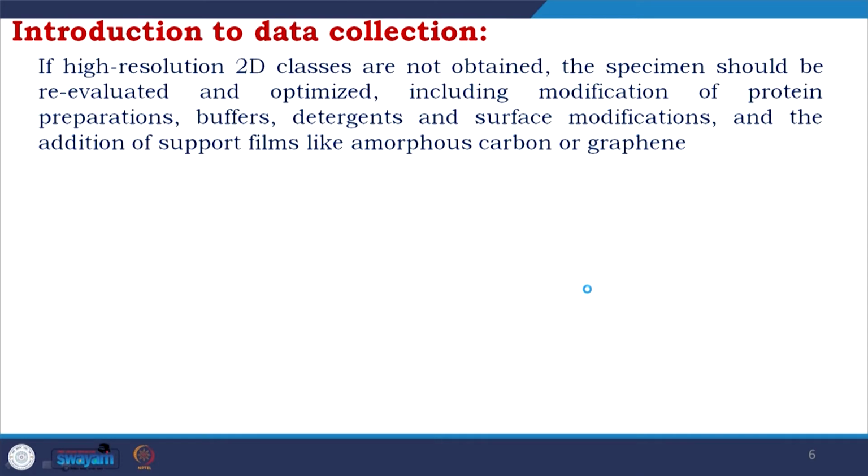If high resolution 2D classes are not obtained, the specimen should be re-evaluated and optimized, including modification of protein preparation, buffer, detergents and surface modification, and the addition of support films like amorphous carbon or graphene. So, basically if you come to that stage and you do not get the high resolution 2D classes, you have to re-evaluate the entire thing, optimize again and come back.